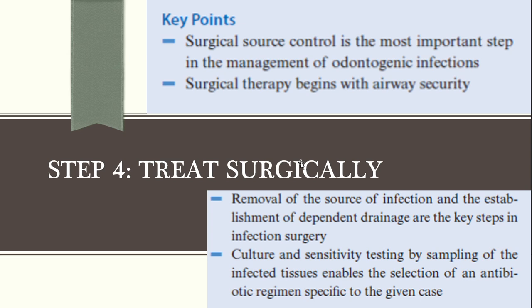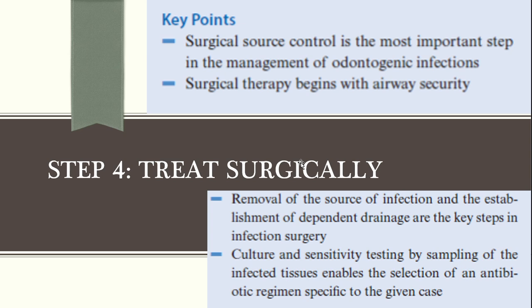First thing we do is check the airway, make sure the airway is patent and protected. Then we need to remove the source of the infection. If it's a tooth, we need to extract it if it's a severe case. If it's not so severe, we can do access. We can do incision and drainage with the access. And these are good ways to manage the infection.